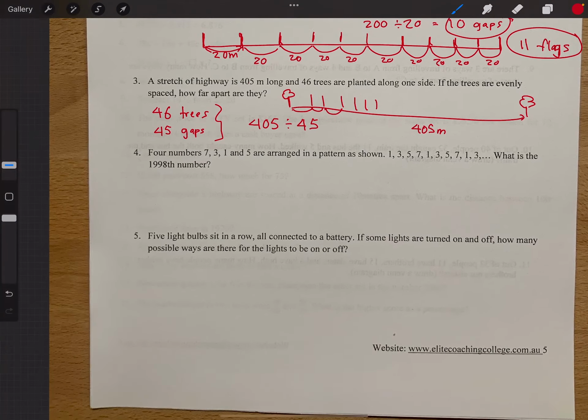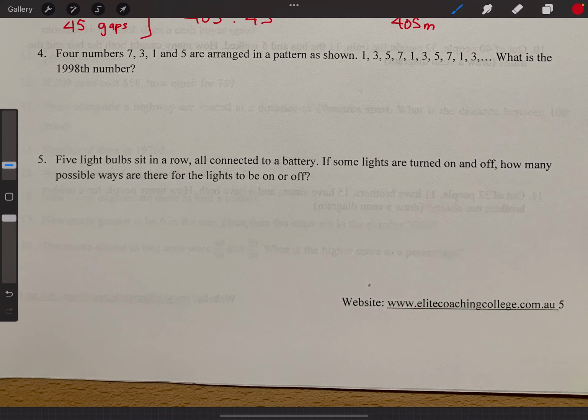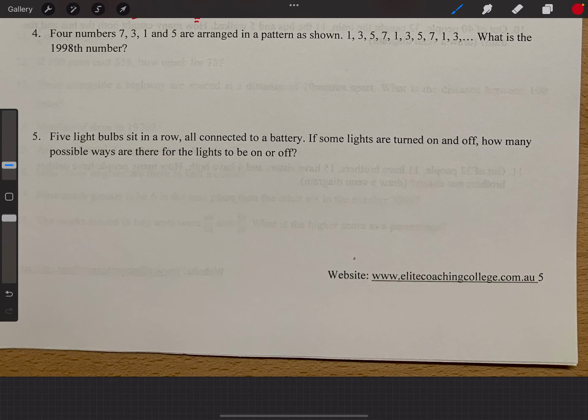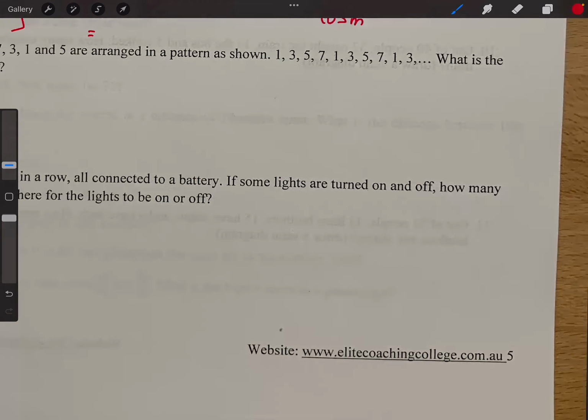Okay, question 4. So you can do that one by yourself, get the answer there. Question 4. 4 numbers 7, 3, 1 and 5 are arranged in the pattern as shown. What is the 1998th number? Oh wow, okay.